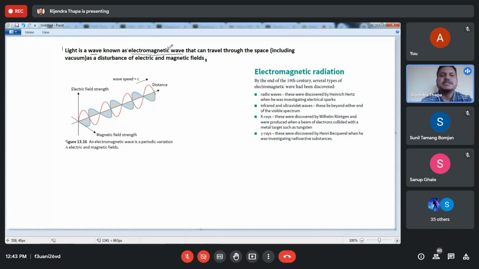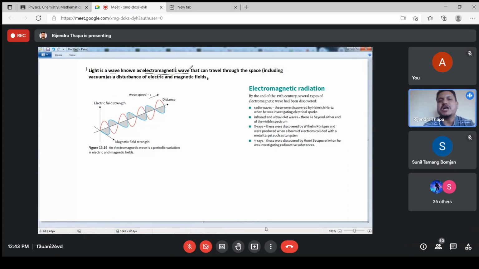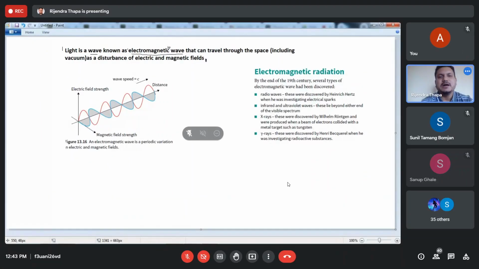That is, it is the disturbance created because of the change in both electric and magnetic fields. This wave is created because of oscillating charged particles, which in turn create a magnetic field. I think it's getting heavier for you, right? We shall understand that later on with the help of a simulation. So when a charged particle oscillates, it will create the magnetic field.